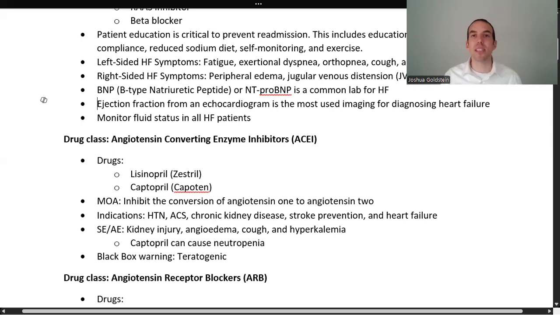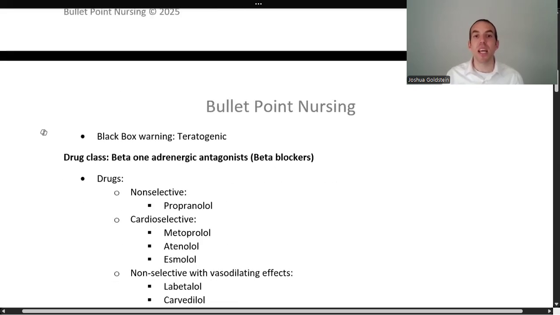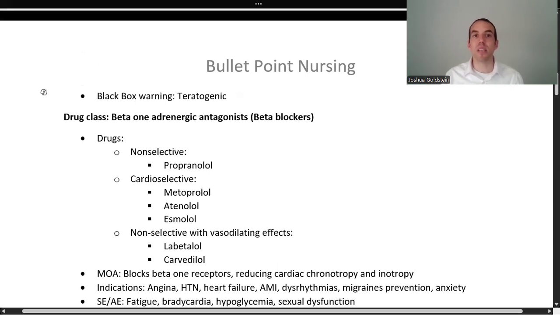Again, I'm not going through the whole drug class. It's listed here on the screen, and it's been covered in other lectures. ACEs and ARBs, that's how they work. Let's move on to beta blockers.